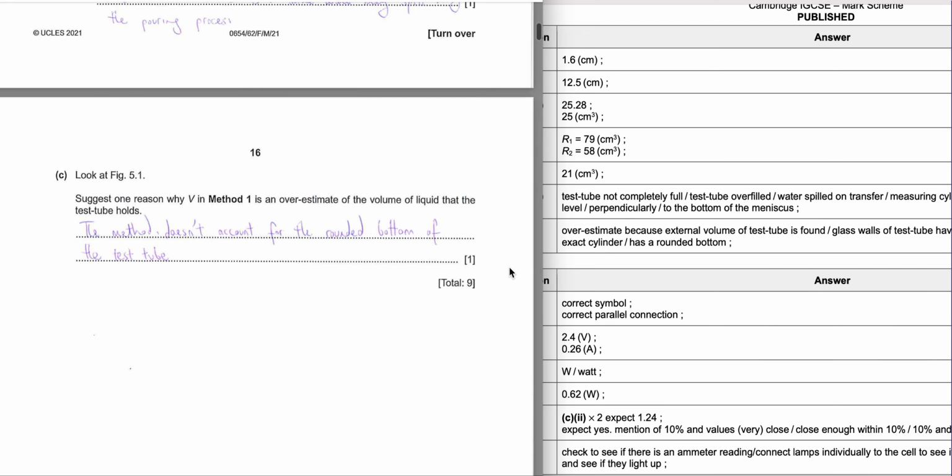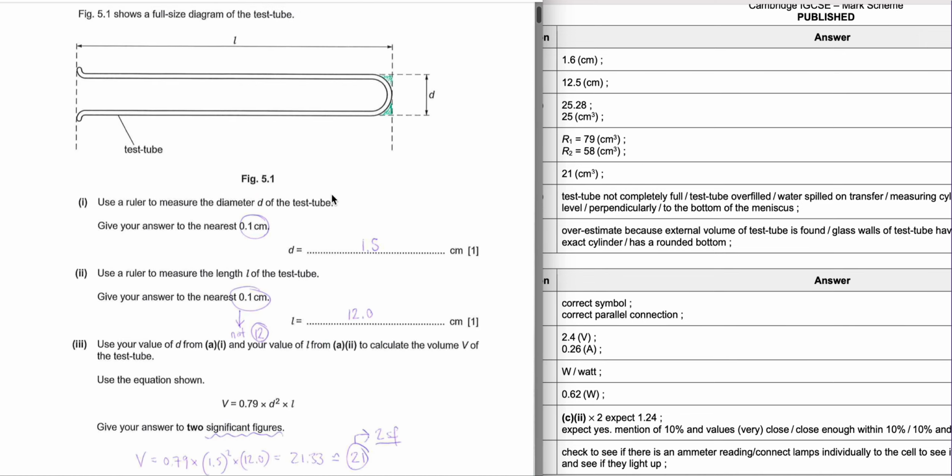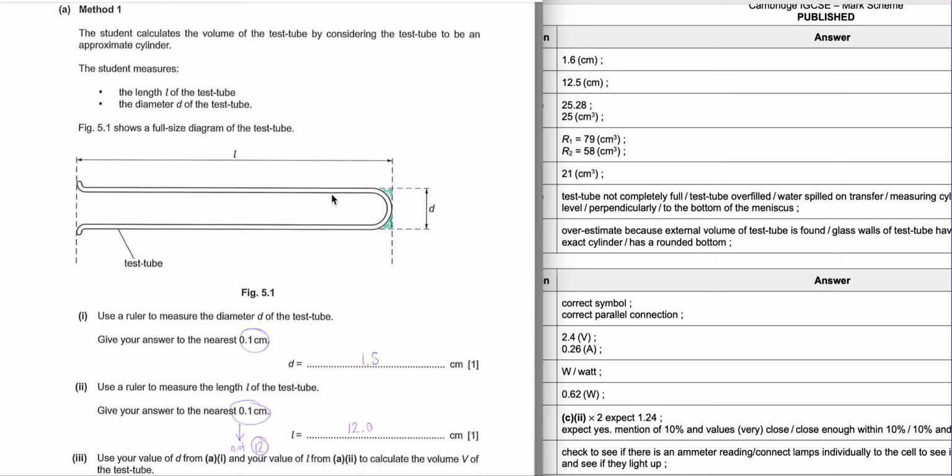We then want to think about figure 5.1. We want to suggest why V in method 1 is an overestimate. So specifically an overestimate. Let's have a little look here. I think it's worth having a look at. Go back, and the question does say look at fig 5.1, so let's look at it first. If you notice here, we've assumed something about the shape. We've assumed that our shape is uniform throughout this process. In other words, we've ignored this little green shaded bit here.